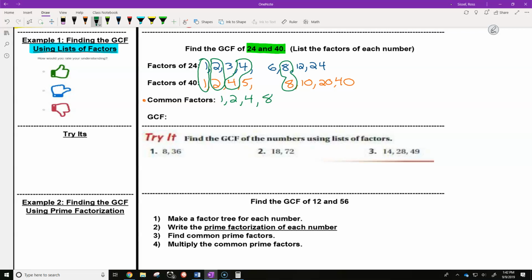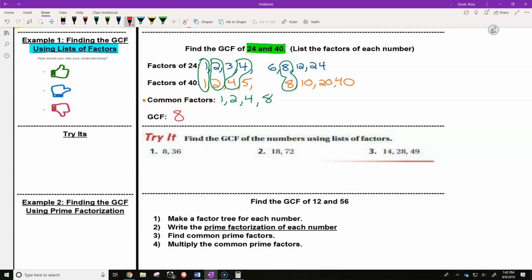Now comes the easiest part. What is the greatest common factor? My common factors are 1, 2, 4, and 8. So what is the greatest one? Jude, you want 1, 2, 4, or 8 pieces of candy? Anastasia? The answer is 8.